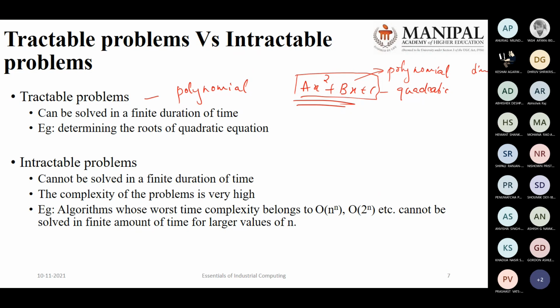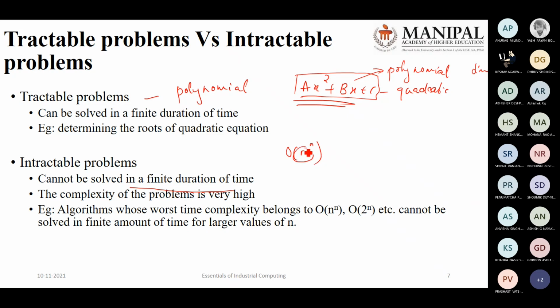Next, coming to the intractable problem, it cannot be solved in a finite duration of time. It requires a larger time of execution to get the solution. So some algorithms which have a time complexity of n to the power n, it's too large, right?